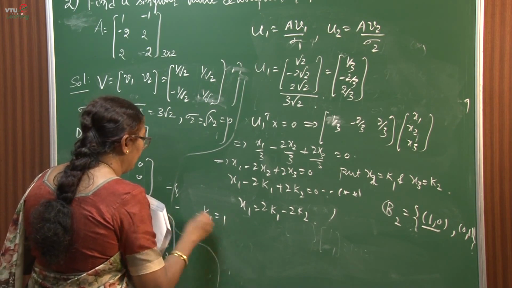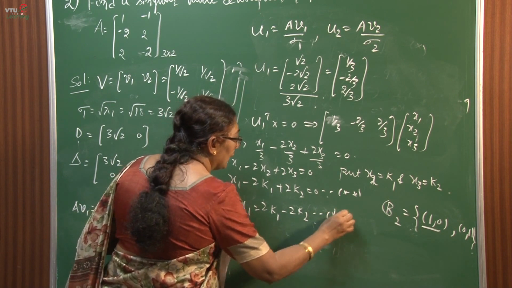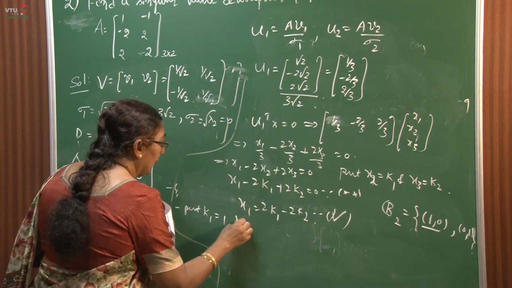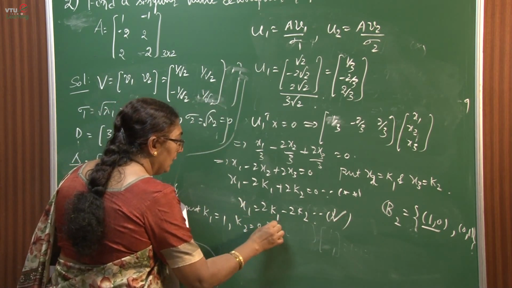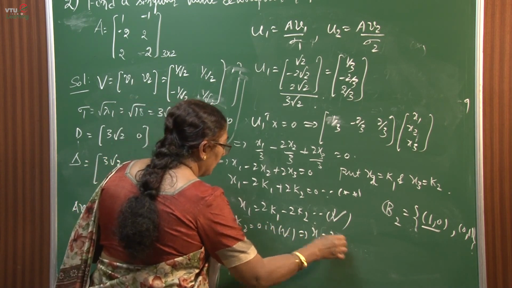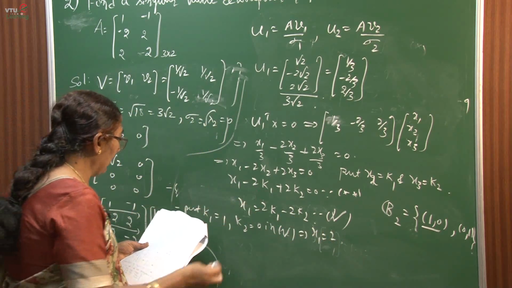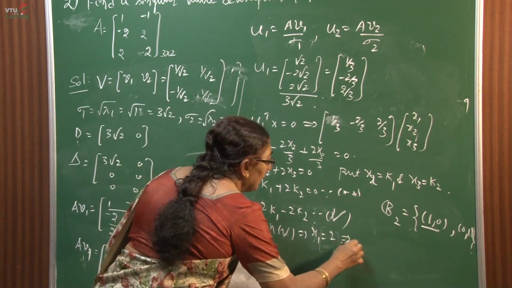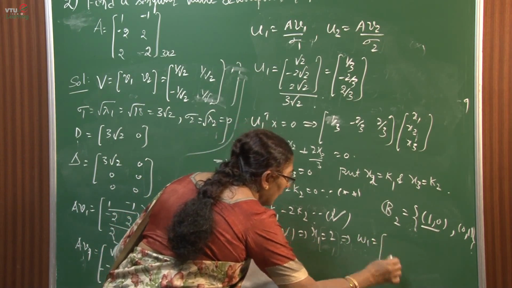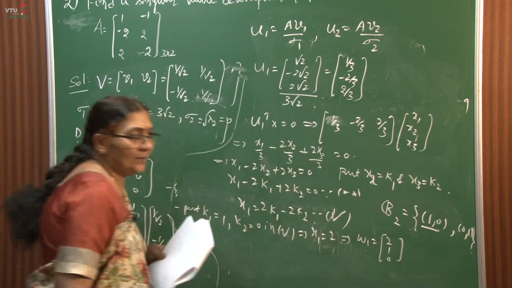K1 is equal to 1. Take it as some other notation like that. And then K2 is equal to 0. In this, what we get actually, x1 is 2, x2 is 1 and x3 is 0. Therefore, what is the vector? This implies the vector W1 is nothing but 2, 1, 0.